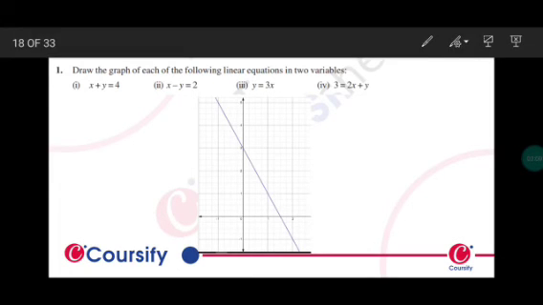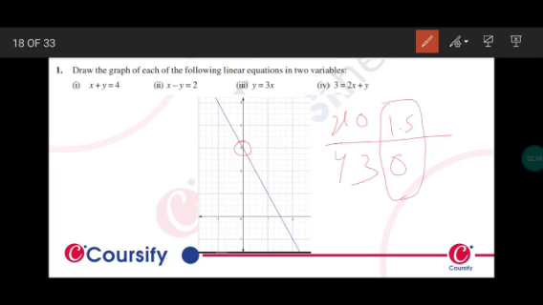Next part, 3 is equal to 2x plus y. So in this we can have x and y here. So if I put x is equal to 0, y is equal to 3. So one point is here, that is this. And if I put y is equal to 0, x will become 3 by 2, that is 1.5. So it is much easier to plot than the 1 by 3 that we had in the previous question.